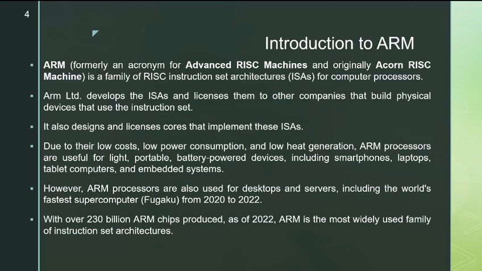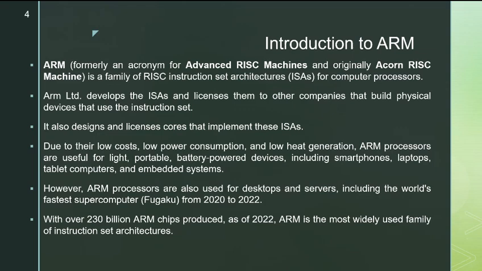First of all, what is ARM? ARM is formally an acronym for Advanced RISC Machines, and originally it was Acorn RISC Machine, which is a family of RISC instruction set architectures, which is shortly termed as ISAs, for computer processors. ARM Limited develops the ISAs and licenses them to other companies that build physical devices that use the instruction set. It also designs and licenses cores that implement these ISAs.